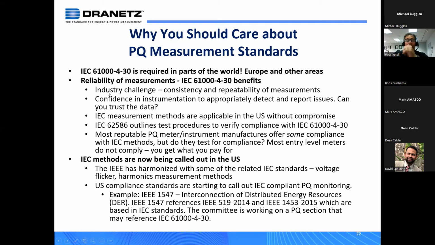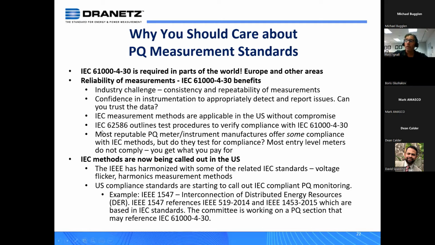So if you have a compliant meter, you can trust the data. You can have confidence that the instrumentation can appropriately detect and report the issues that you're asking it to do, and that data can be trusted. Now, you may think, sitting here in the United States or other parts of the world that don't require this standard, these measurement methods are applicable in the US and other parts without compromise. They don't take away. In fact, as I mentioned before, the IEEE and other standards bodies have adopted or harmonized with these IEC standards. So they may use them exactly or maybe add to them. So they're used without compromise.